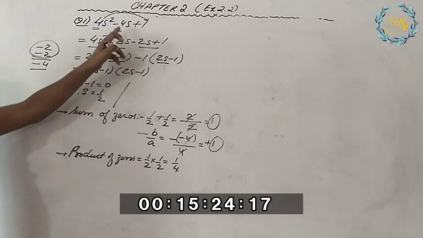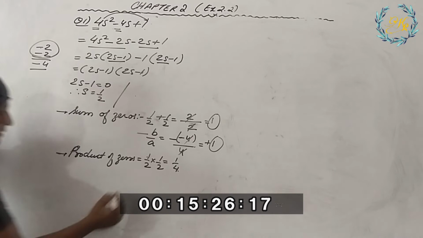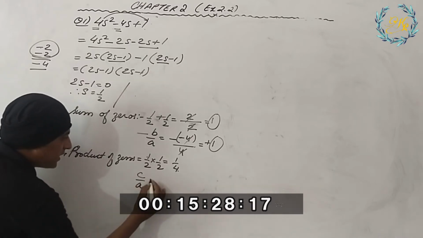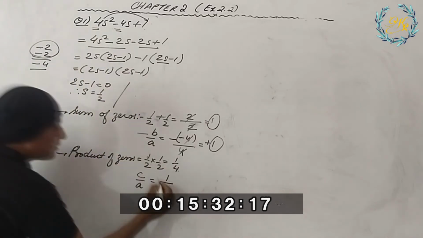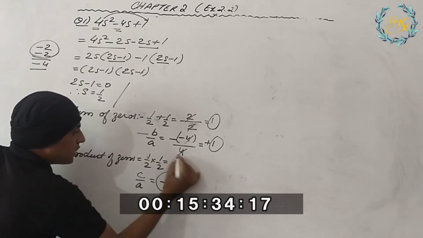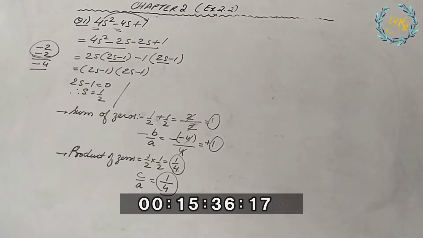Comparing it with the coefficients from here, the relation will be c by a. What is the value of c? 1. What is the value of a? 4. So you can see the answers are same.